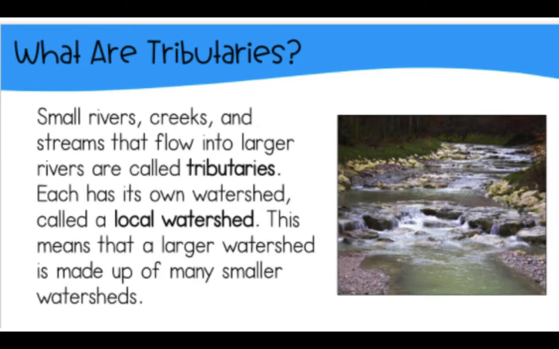Tributaries, which you might remember from our landform discussion, are small rivers, creeks, and streams that flow into larger rivers. Each has its own watershed called the local watershed. This means that a larger watershed is made up of many smaller watersheds.